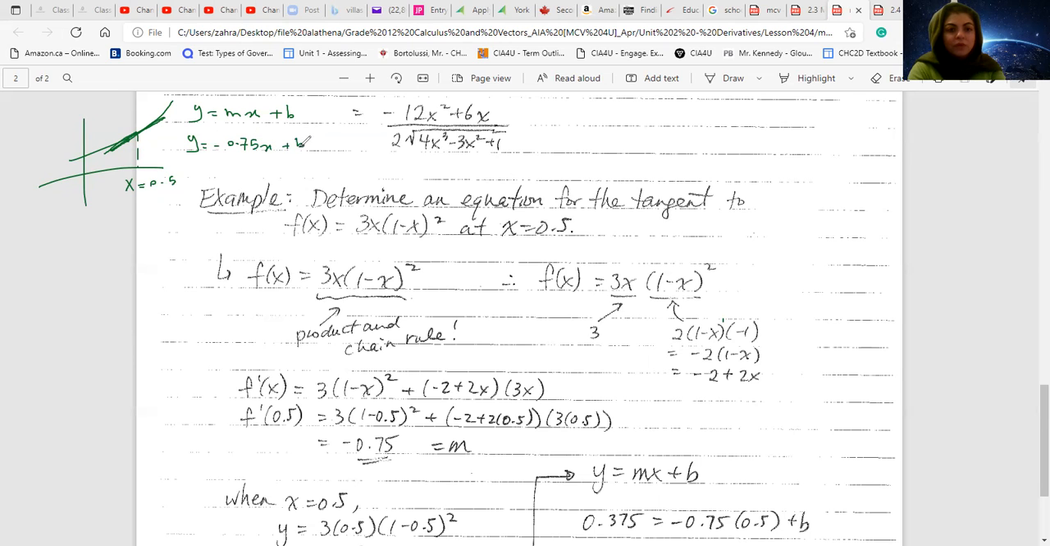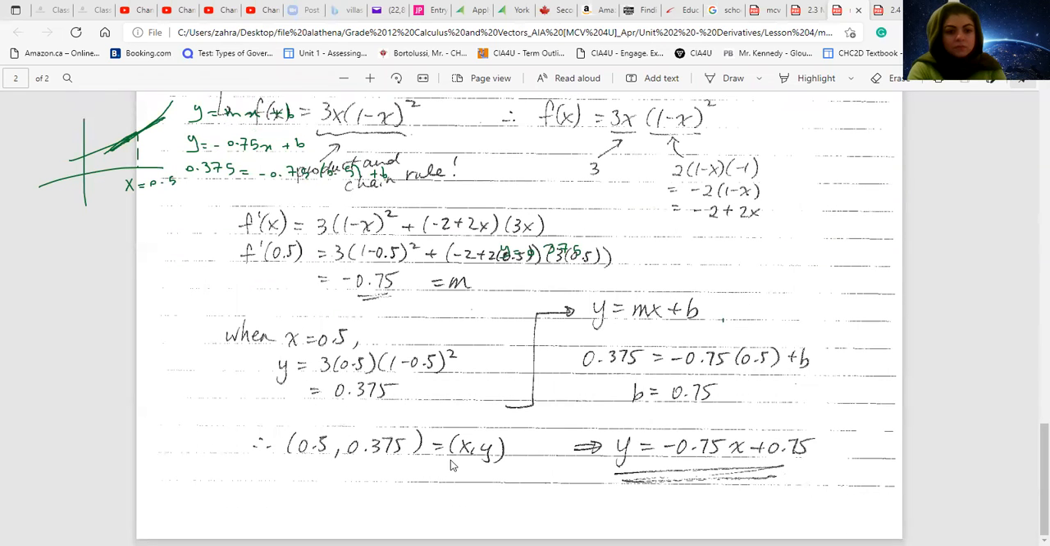Now we're going to find b. I need to have a point, right? I sub 0.5 into the function to see what the y is. When I do that, the y value is 0.375. I sub y and x here: 0.375 equals negative 0.75 multiplied by the x component, 0.5, plus b. Solve for b, and you will write your equation. You find b to be 0.75, so you write the equation of the line: y equals negative 0.75x plus 0.75.